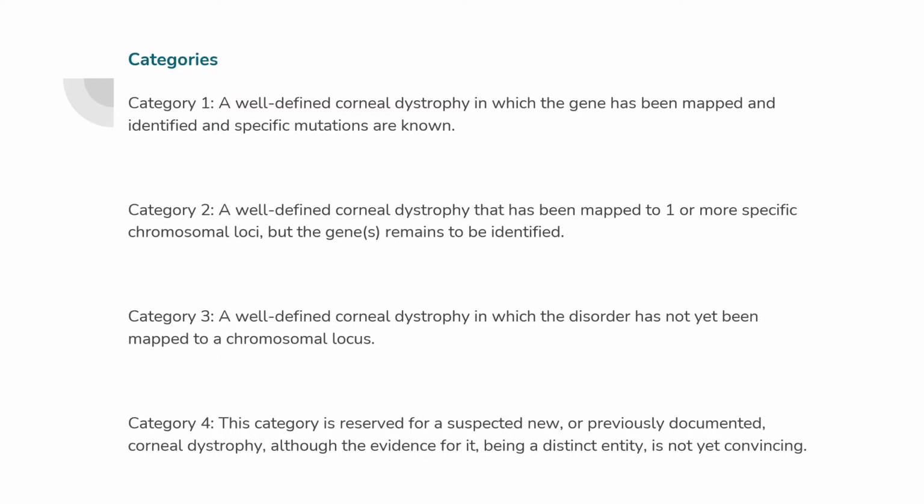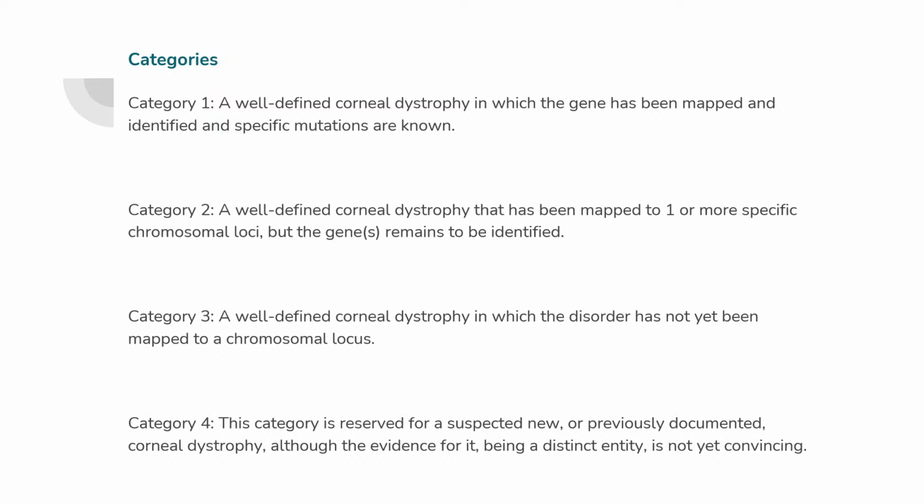Categories. There are 4 categories. All the corneal dystrophies are categorized under 4 categories. Category 1, the well-defined corneal dystrophy, in which the gene has been mapped and identified and specific mutations are known. Here both the gene and the genetic loci are known and the features are well-defined. In category 2, a well-defined corneal dystrophy that has been mapped to one or more specific chromosomal loci, but the gene remains to be identified. We know only the genetic loci but not the gene.